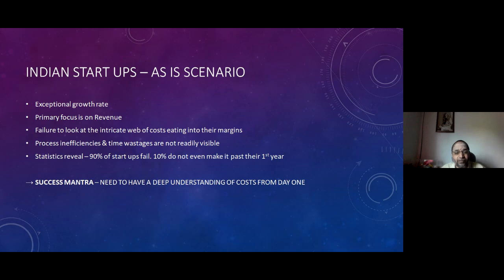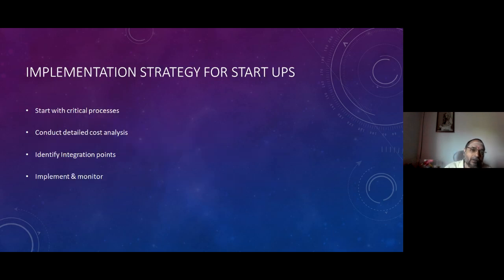So what is the reason for this? Failure to understand the cost model for your business. Your deep understanding of cost is required from the first day. Revenue, yes, but what are the associated costs, which is something which startups have got to focus upon. So how do we implement this process mapping, VSM, and cost analysis for startups?